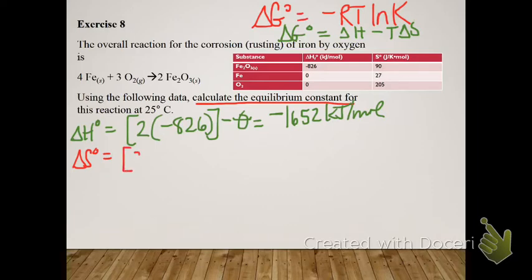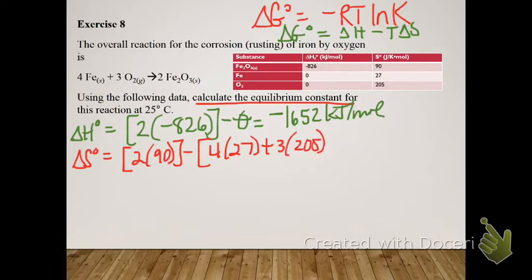Now let's do some delta S, which is going to be 2 times 90 minus 4 times 27 plus 3 times 205 equals a negative 543 joules per mole K. Immediately take that to negative 0.543 so that we don't plug it in wrong.